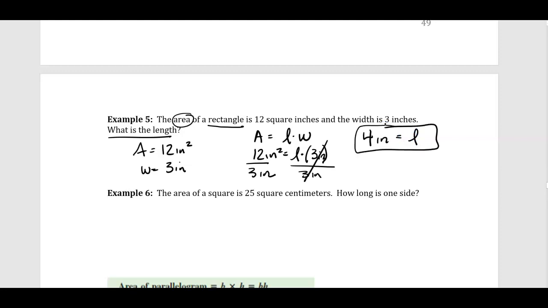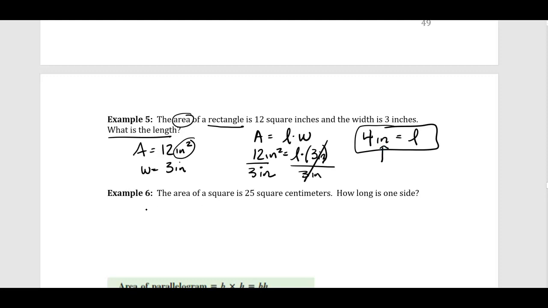Now, I don't think it's necessary for you to always put the units in when you're plugging into the formula, but I thought it's nice to see it done at least once or twice so that you can see that they actually divide and you end up getting the units that you would expect for length. So we start with square inches for area, and we end up with just regular inches for length, which is what we want. And lastly, let's do example 6.